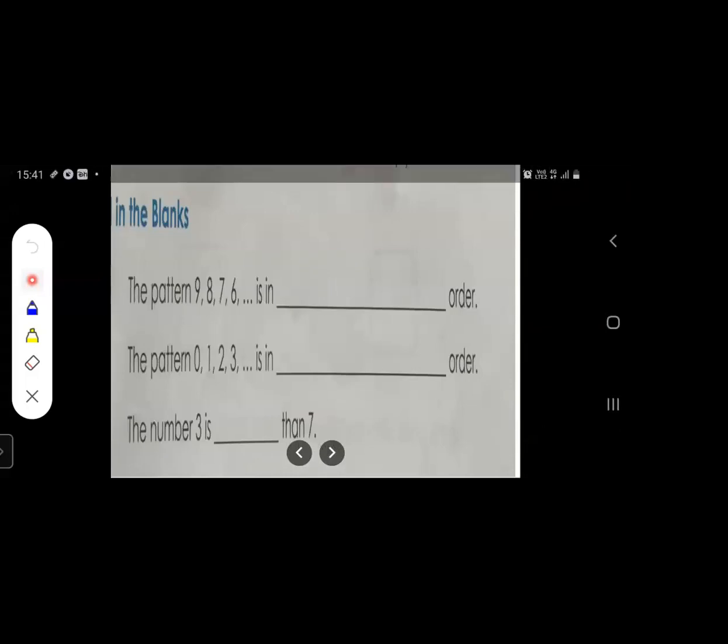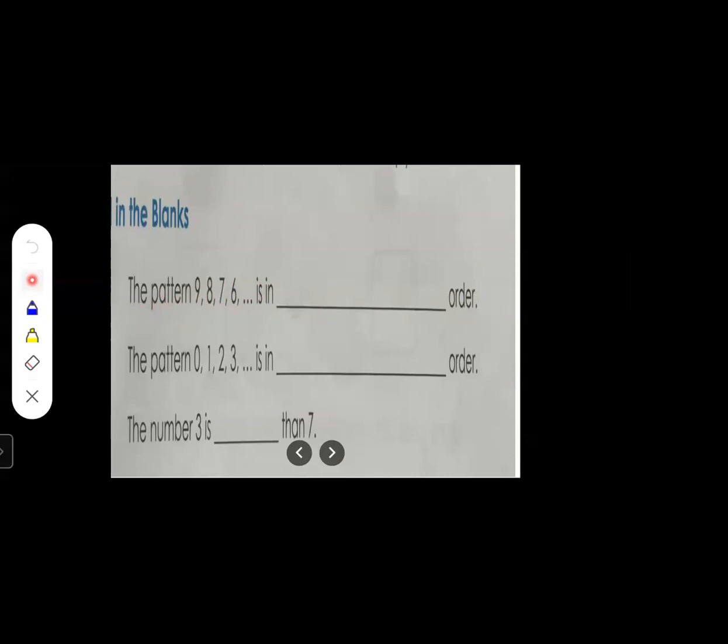Now let's learn the fill in the blanks. See over here: the pattern 9876 is in dash order. What is written? The pattern 9876 is in dash order. So students, tell me, it is in which order?